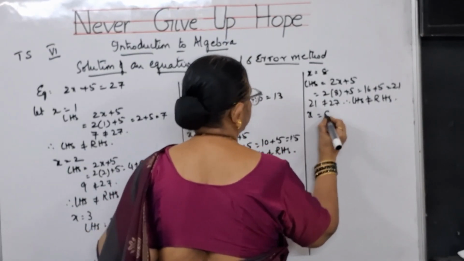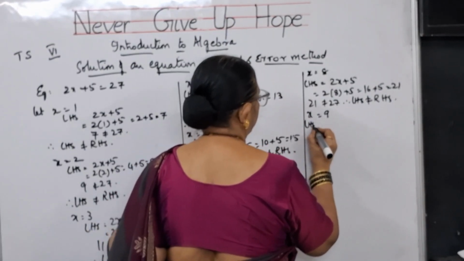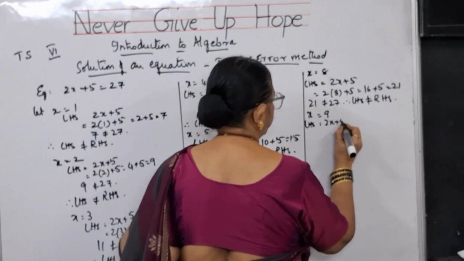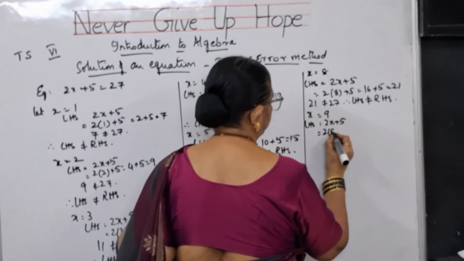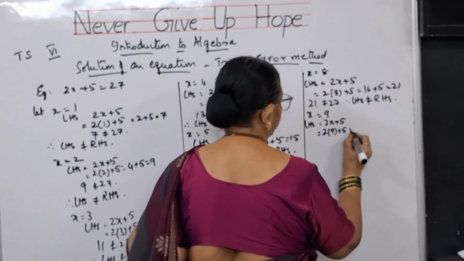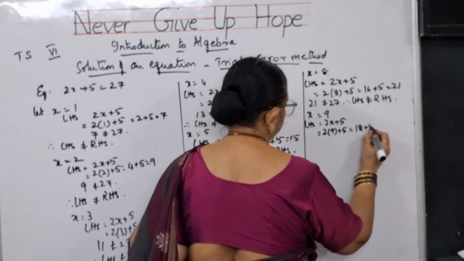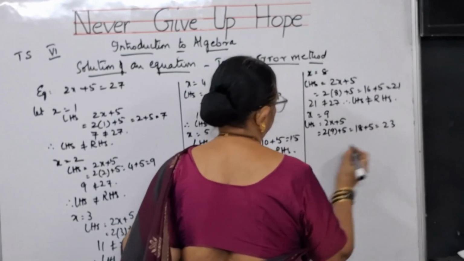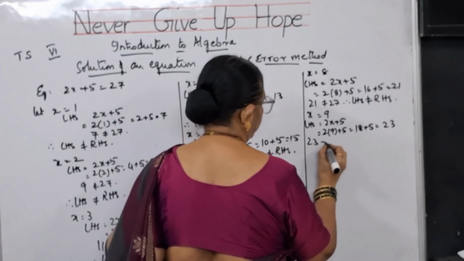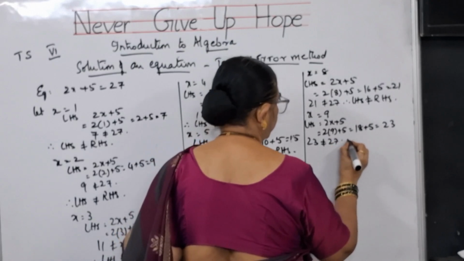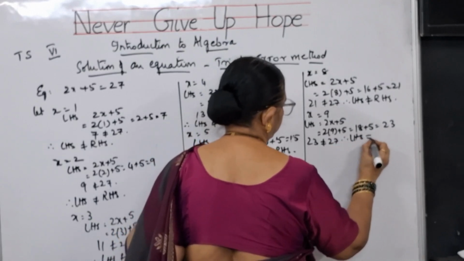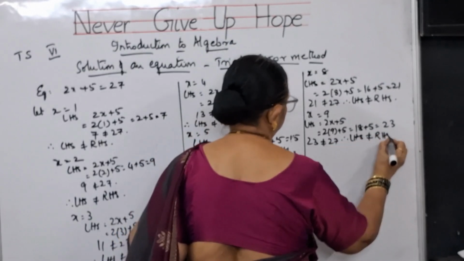Next, x is equal to 9. LHS 2x plus 5. 2 into 9 plus 5. 2 nines are 18 plus 5, 23. So 23 is not equal to 27. Therefore, LHS is not equal to RHS.